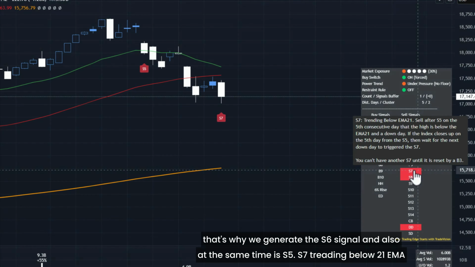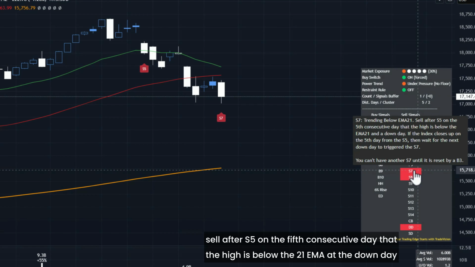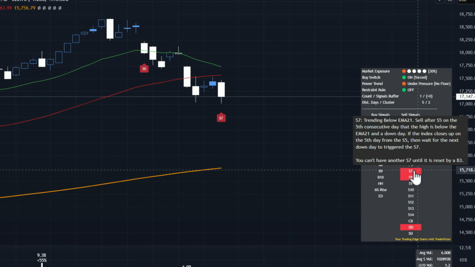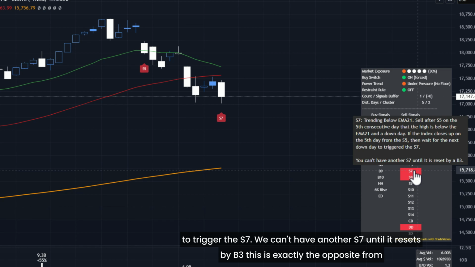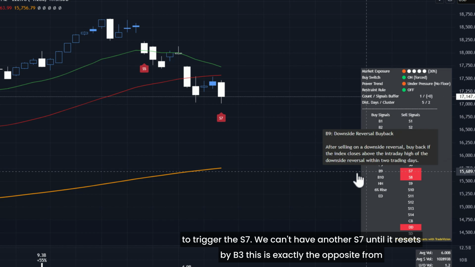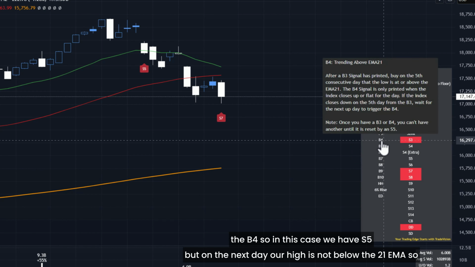S7, trading below 21 EMA. Sell after S5 on the 5th consecutive day that the high is below the 21 EMA and it is a down day. If the index closes up on the 5th day from the S5, then wait for the next day, which will be down, to trigger the S7. We can have another S7 only after it resets by B3. This is exactly the opposite of the B4.